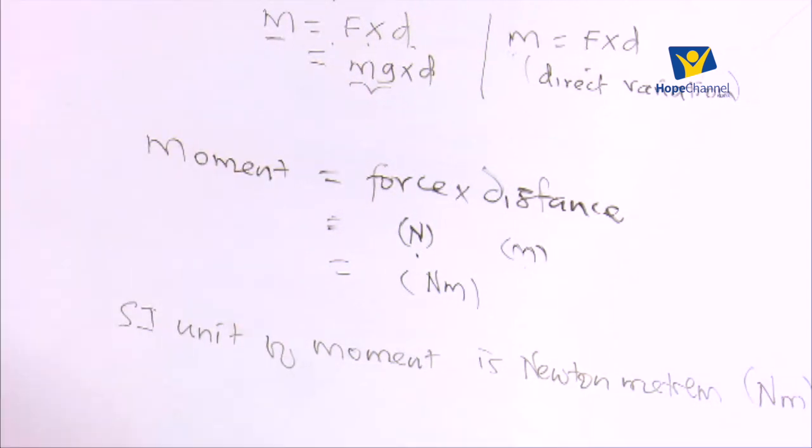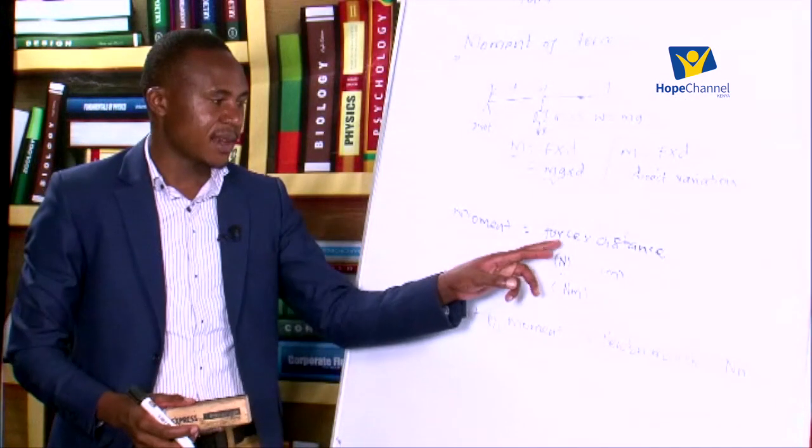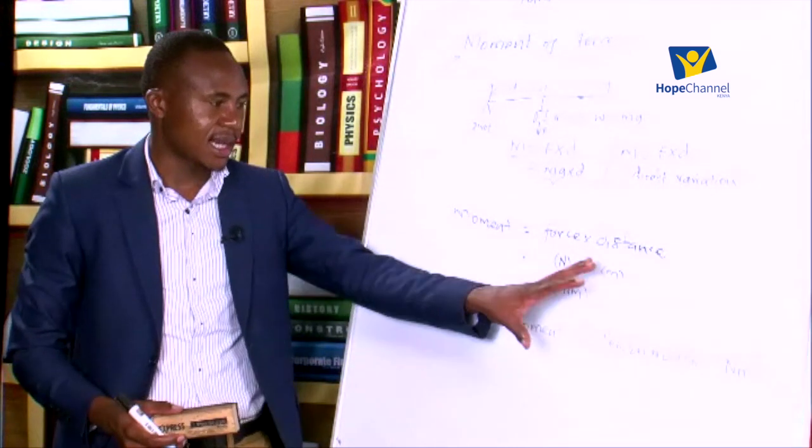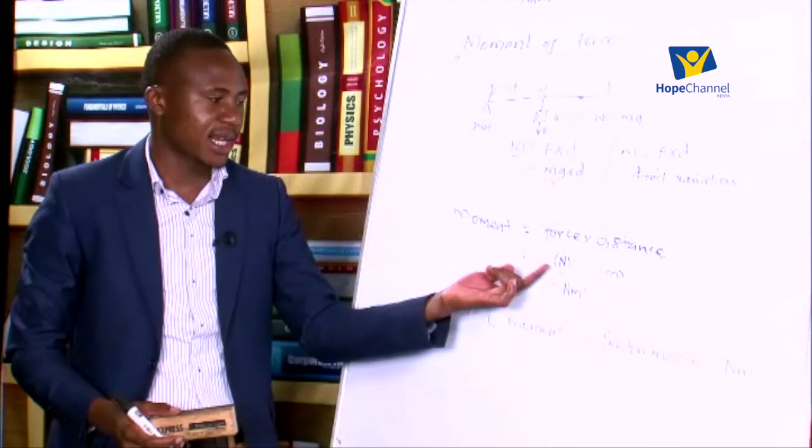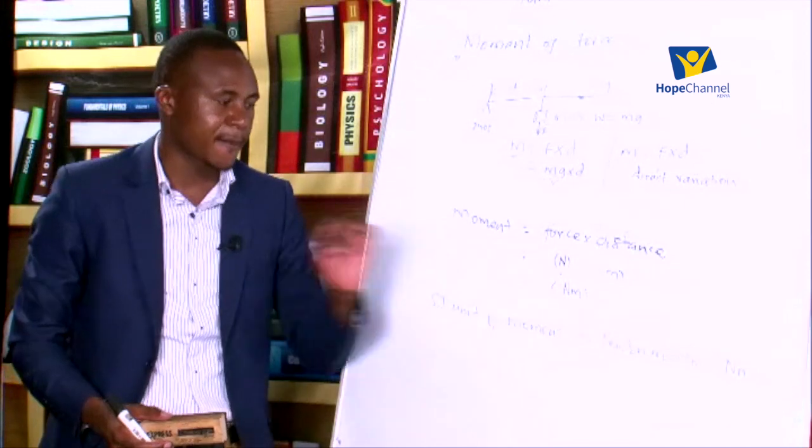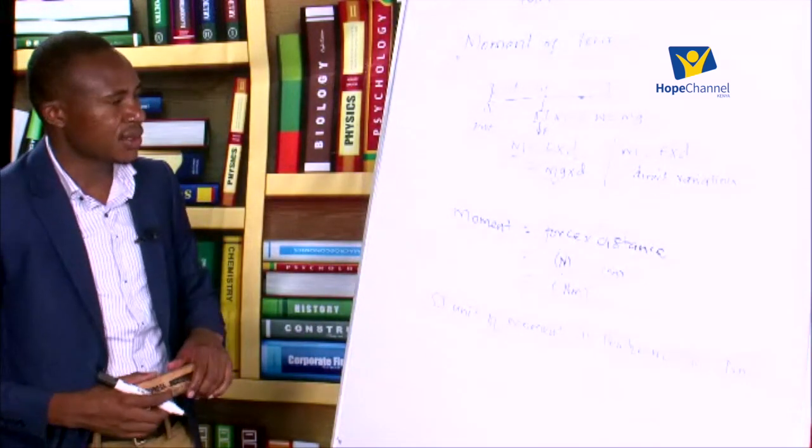That is the SI unit of the moment of a force, simply because it is a multiplication of the force, which is measured in newtons, and the distance, which is measured in meters. So when you take N times m, it gives us Nm. So that is the SI unit of the moment of a force.